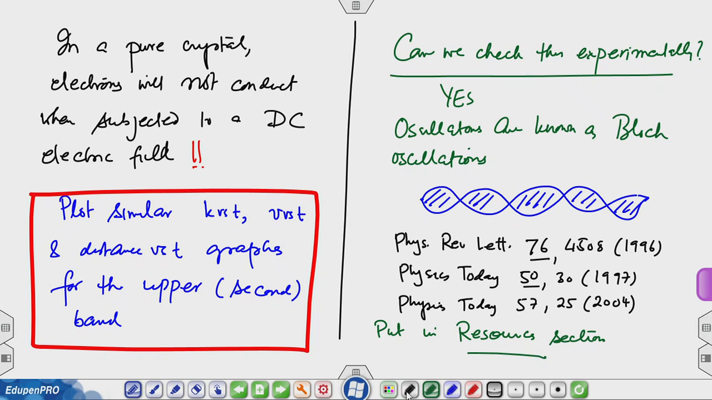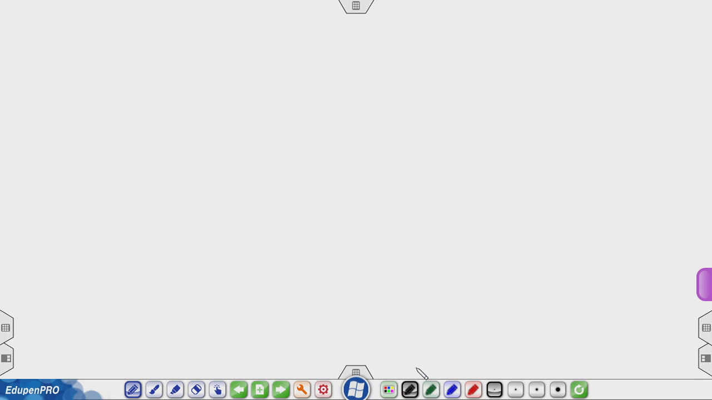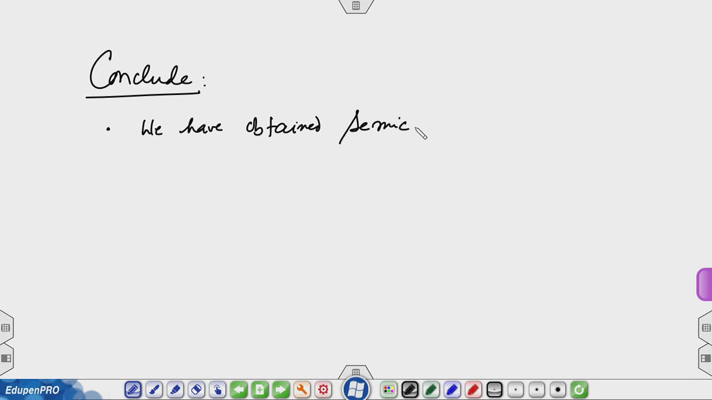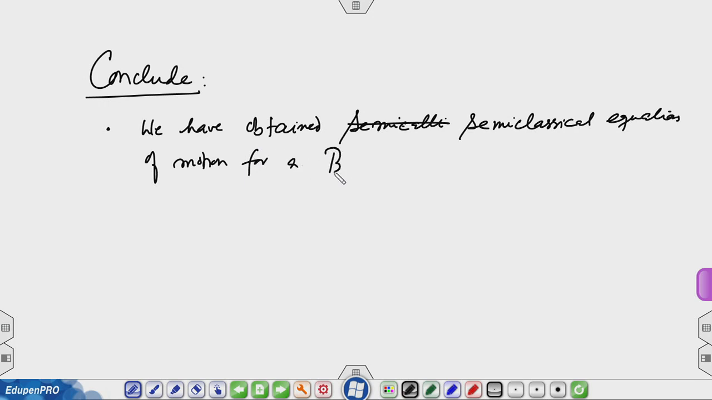So, let me now conclude this lecture by stating that we have obtained semi-classical equations of motion for a Bloch electron, that means an electron in a band, and these are v equals 1 over h cross grad k E of k, and h cross k dot equals f.